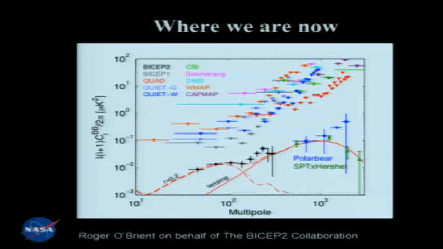Right, so I'll just briefly remark on what's next in the field. So here's where we are now. We have a number of upper bounds set by other experiments in the past decade. Detection of degree scale signal of some sort from BICEP2. And then a peak from gravitational lensing that's been seen by South Pole Telescope and Polar Bear. This is at higher angular scales here.